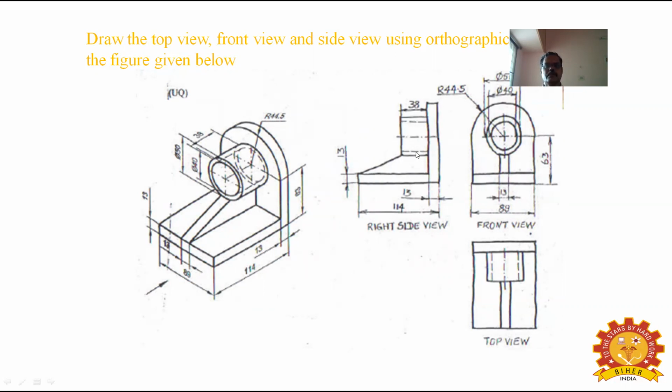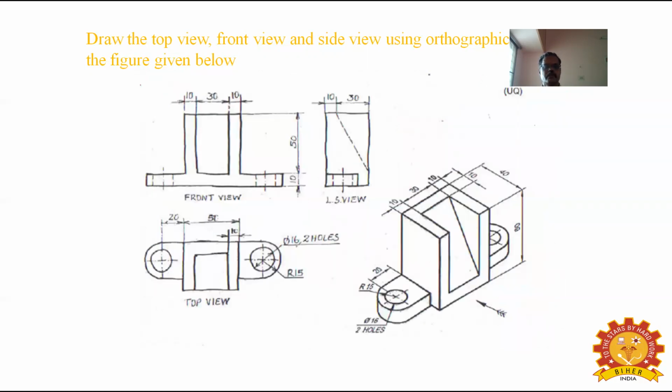So inside you have to draw the boss with hidden lines. In the top view also you have to draw hidden lines and mark all the dimensions. 89, 114, 63, 44.5, dia 50, dia 40, 38, 13. So every dimension you have to mark. Finally, you have to write top view, front view, and the side view. Okay. Now here, see the overall dimensions. What are the overall dimensions given?